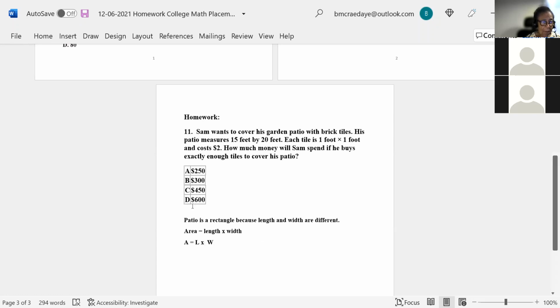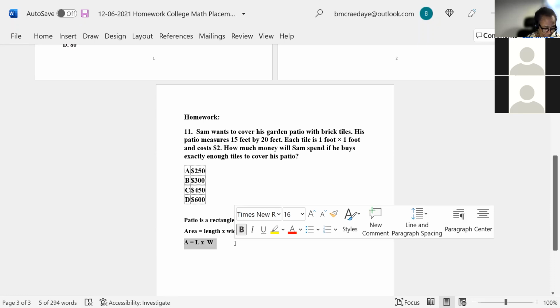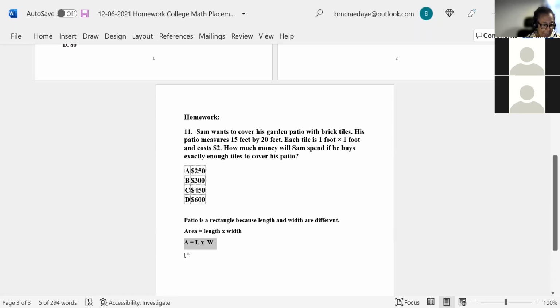Now let's just substitute for the length and the width. Copy this, and substitute. So in length times width, I'll say length equals 20. It doesn't really matter whether you call it 20 or 15. Length equals 20 and width equals 15.